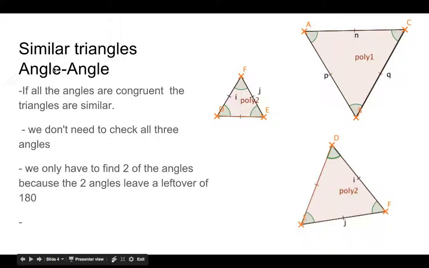Similar triangles is the angle-angle theorem. If all the angles are congruent, the triangles will be similar. So here we have equilateral triangles, so they'll always be 60, 60, 60. And if we're looking for a third angle, you just add the two angles up and subtract them from 180, and it gives you your third one.